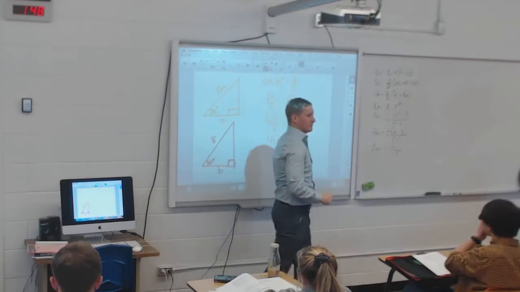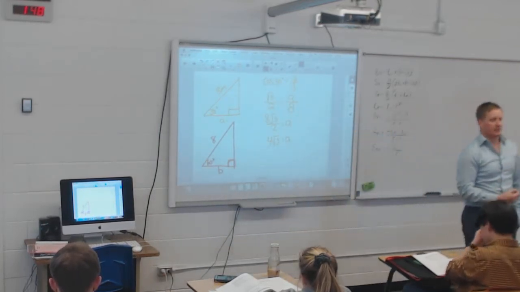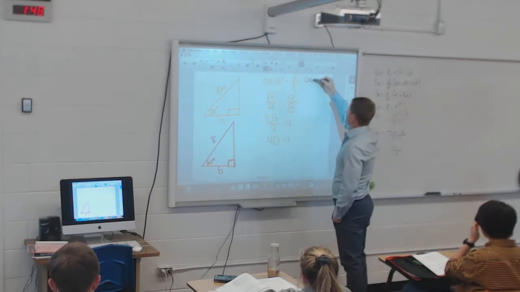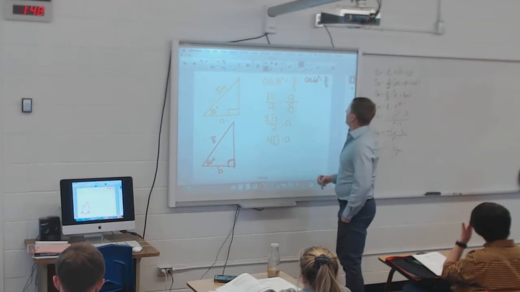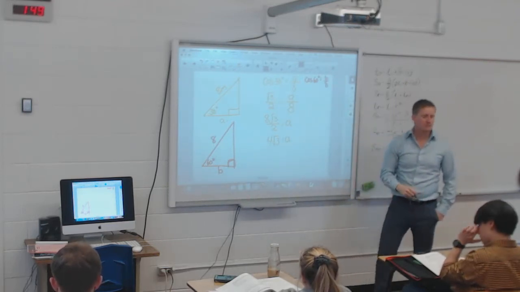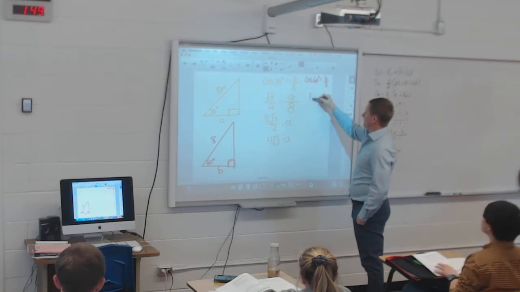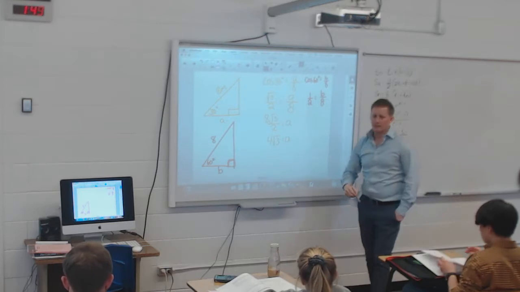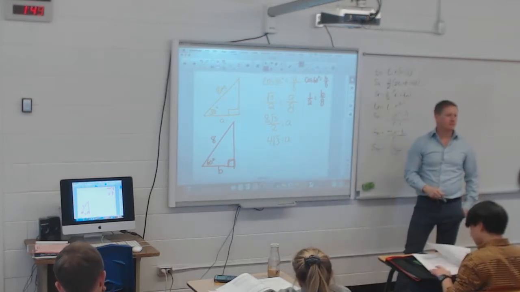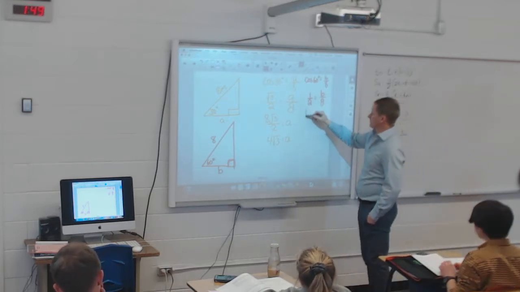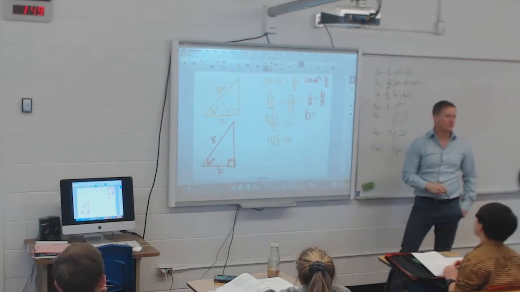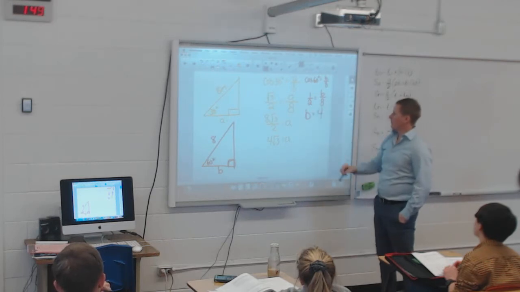Now I want to get b. So again, which trig function am I using? Cos. Cos of 60 degrees is equal to b over 8. And what's the cos of 60 degrees? Not root 2 over 2. Only the 45s have root 2 over 2. Cos of 60 is a half. What's b equal? 8 times 1/2, which is 4.